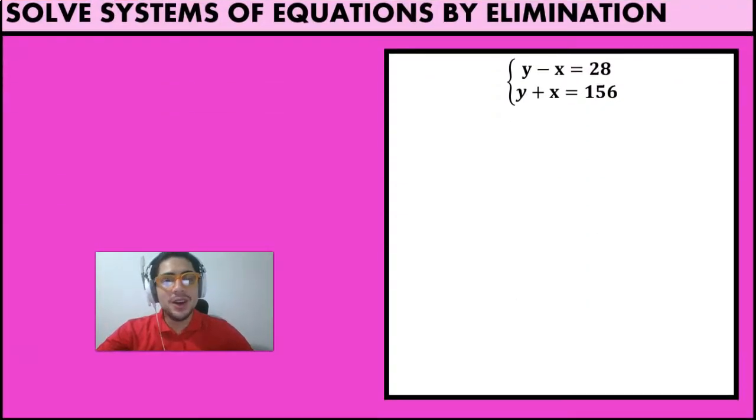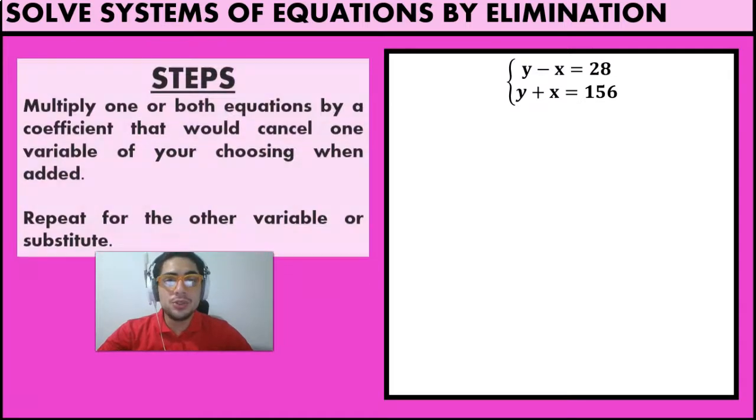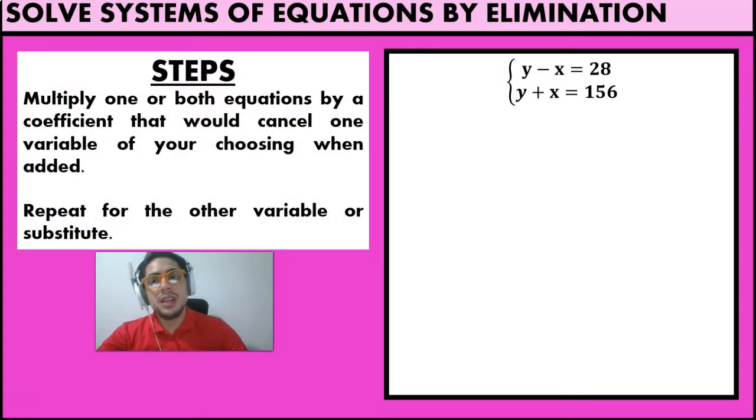So in this case, you were given two equations. So y minus x is equal to 28 and y plus x is equal to 156. Now, in order to do that method of elimination, we're going to be taking a look at the steps here. It says that you have to multiply one or both equations by a coefficient that will cancel one variable of your choosing when added. Then you have to repeat for the other variable or substitute.